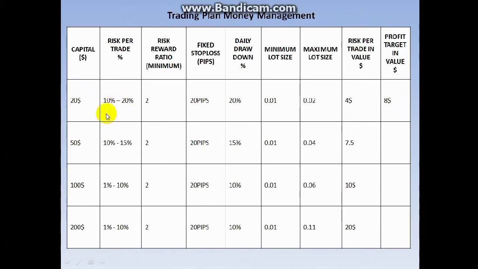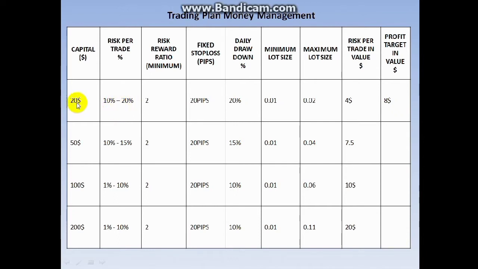In this case, let's say you have a $20 account. Your risk per trade will be between 10% to 20% of your capital. In other words, you are not going to risk more than 20% of your initial capital right here. Even though you have multiple positions, your drawdowns should not be more than 20% of the capital.